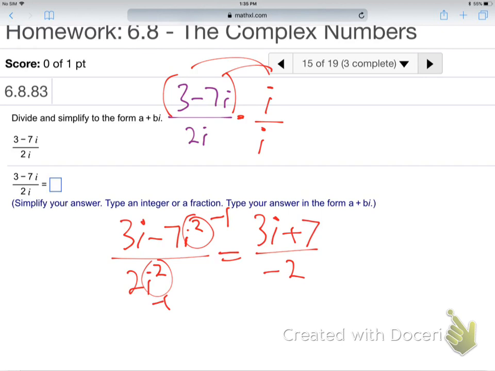Now, here's where that's really a fine answer, and on the exam, it'll probably look just like that. But Math Excel is pretty picky. They want you to separate it and everything. So in other words, what they want you to do is go 3i over minus 2 plus 7 over minus 2. They just want you to separate it into two like that. That's what they mean by this a plus bi thing. They don't want it one fraction. They want it two separate.